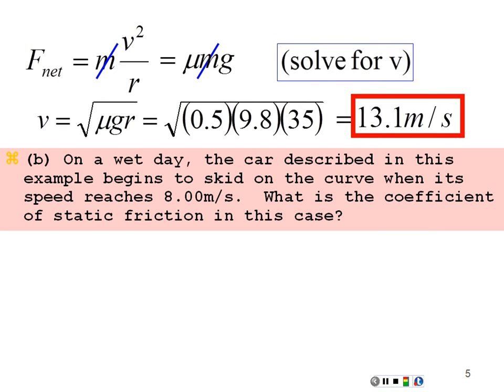On a wet day, though, the car described in this example begins to skid on the curve when its speed reaches 8 meters per second. What is the coefficient of static friction in this case? In other words, when the road is wet, the static friction is going to change.